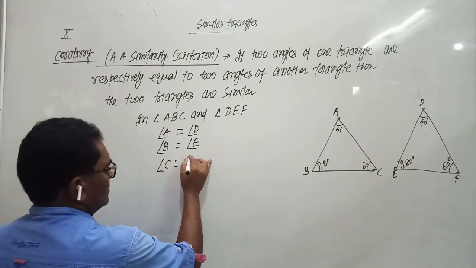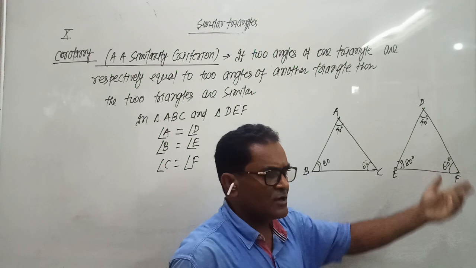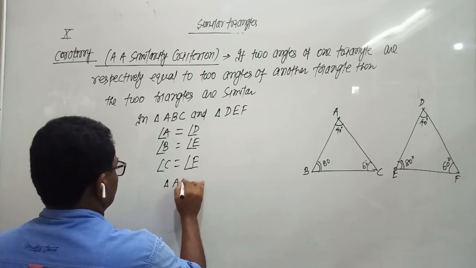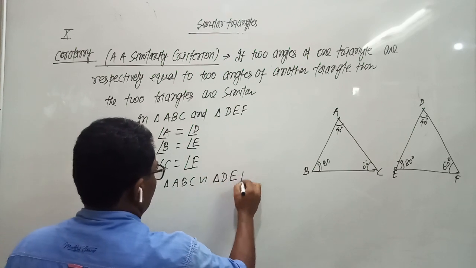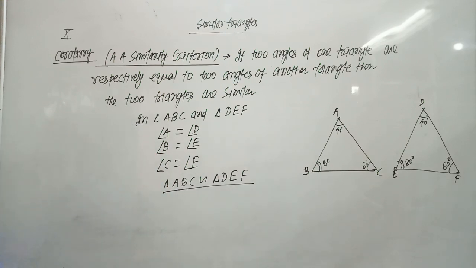So angle C equals angle F, and since the two triangles are equiangular, triangle ABC is similar to triangle DEF. So this is the corollary of the AAA criterion: if two angles of one triangle are equal to two angles of another triangle, then the two triangles must be similar.